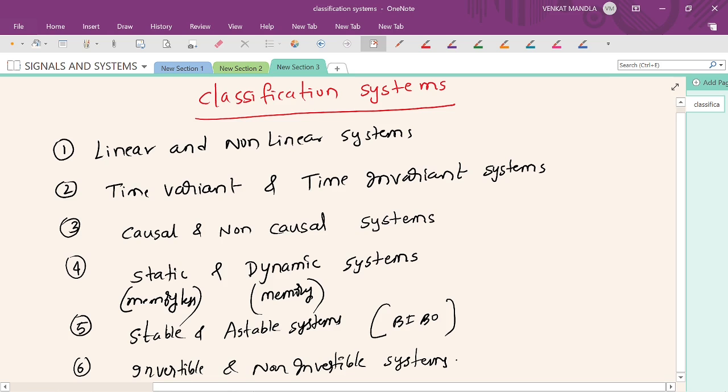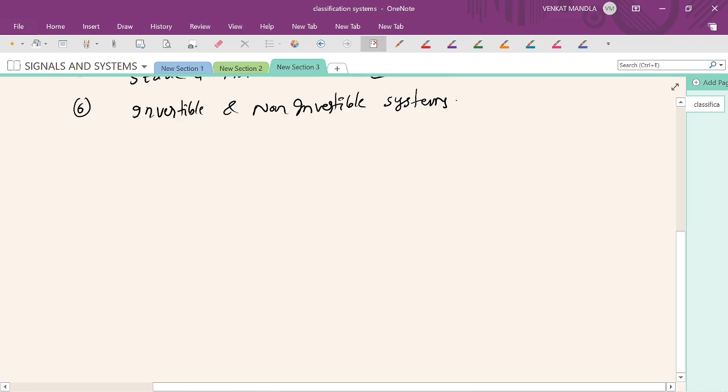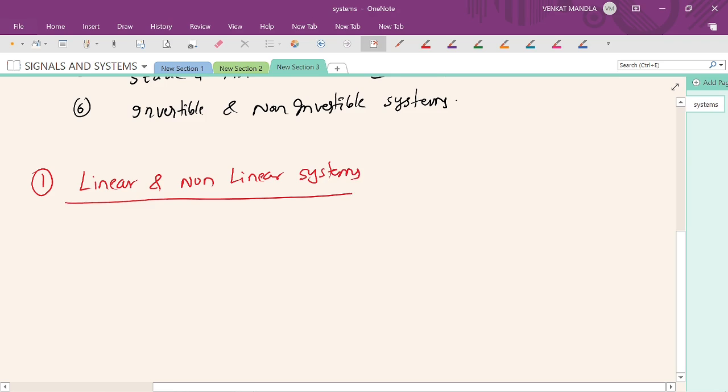Yeah, the classification of systems. The first one is linear and nonlinear systems, the time variant and time invariant systems, causal and non-causal systems, static and dynamic, stable and unstable, invertible and non-invertible. So the first one is a linear and non-linear system. How to identify whether the system is linear or non-linear?